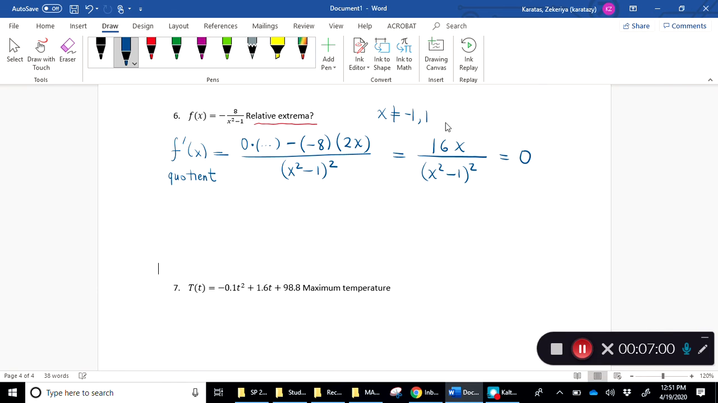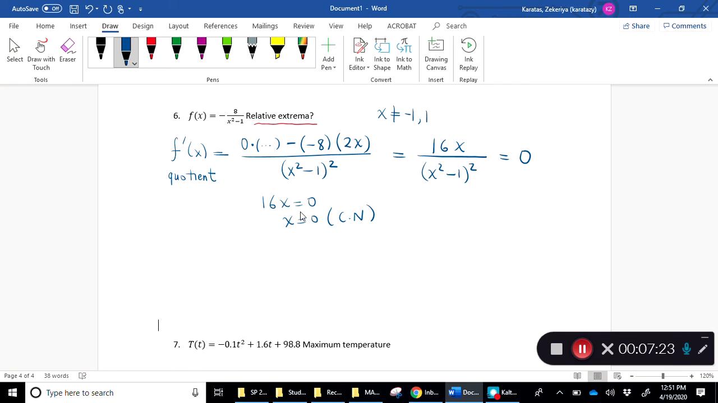So those are not in the domain. That's why those are not critical numbers. The critical numbers are the ones in the domain that make f prime 0 or undefined. So here we have only one critical number, 16x equals 0, which makes x equal to 0. This is the only critical number. So if we have a maximum or minimum for this function, it should occur at 0.